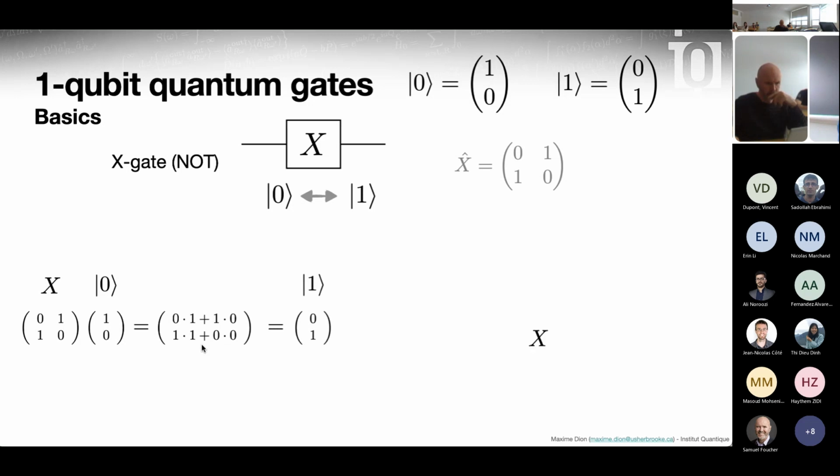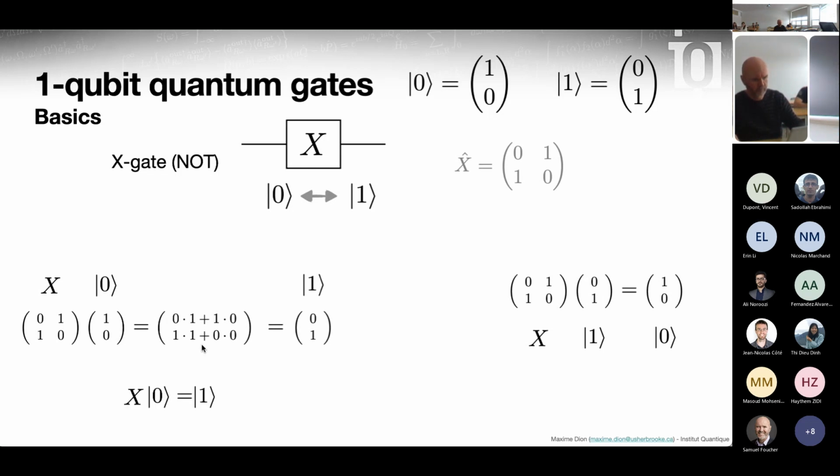So what will happen when you apply it on the 1 state? You apply the first row, then you get 0 times 0 plus 1 times 1. So at the top, you will get a 1. And at the bottom, you have 1 times 0, 0 times 1 is 0. So you get a 0 in the second coordinate. And that is nothing more than just the 0 state. Okay? Good. And we just recovered the equations that we wanted, which are these ones.